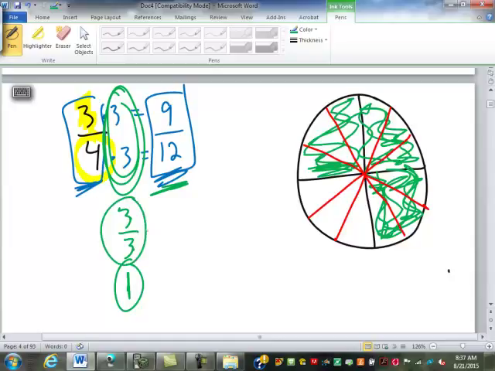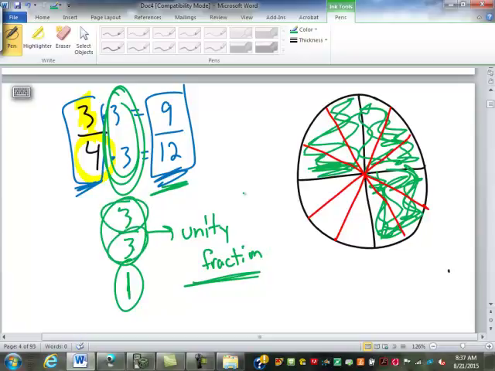This, by the way, is something we call a unity fraction. You don't have to memorize the word, just know the concept. A unity fraction is a fraction that has an equivalency of 1. Whatever's on top is the same value as what's on bottom, so it's equivalent to 1. And you can multiply by unity fractions in a lot of different applications to change the appearance, again, without changing the value.